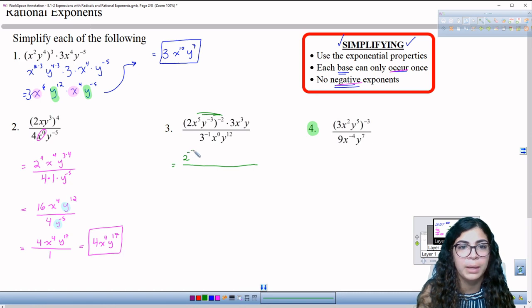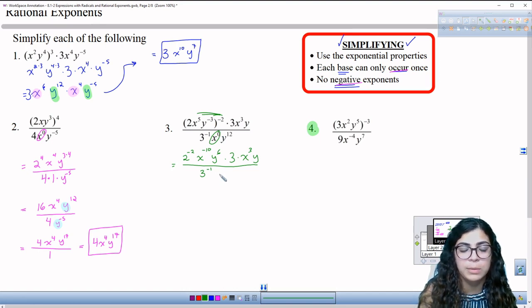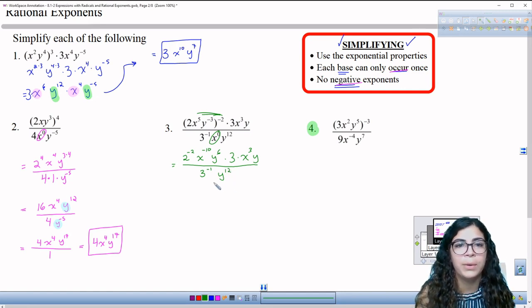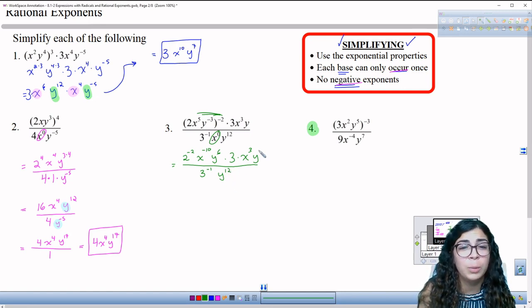So 2 to the power of -2, x to the power of -10, y to the power of 6, times 3 times x to the power of 3 times y. In the denominator, we have 3 to the power of -1, x to the power of 0 again will just be 1. So multiplying anything times 1 would just be the same, so I'll just disregard that. And y to the power of 12. Okay, now that we've simplified this a little bit, I'm going to go in and simplify this a little bit more.